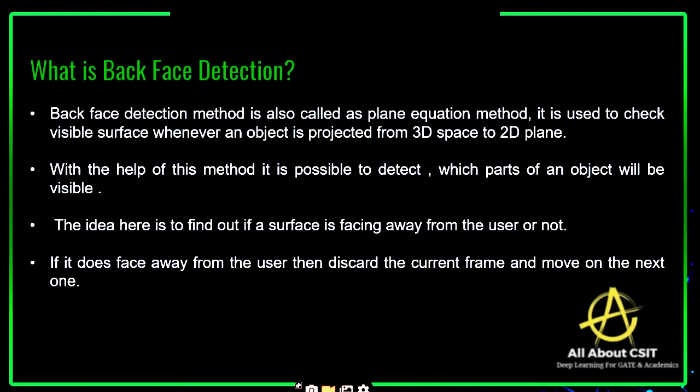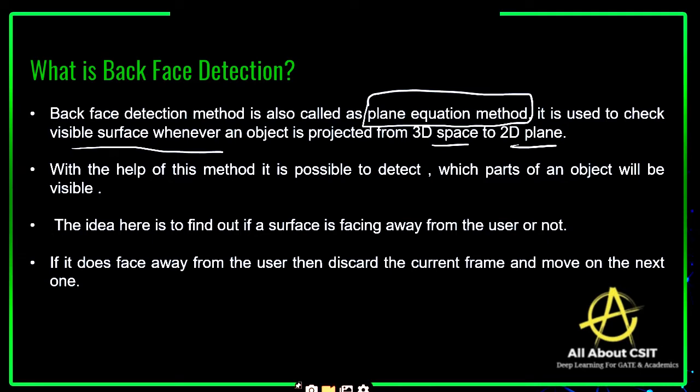What exactly is backface detection? The backface detection method is usually called the plane equation method. Whenever you see the name plane equation method, it's nothing but backface detection. Why are we using it? It is used to check visible surfaces whenever an object is projected from 3D space to 2D space. We only have to check the visible surface.